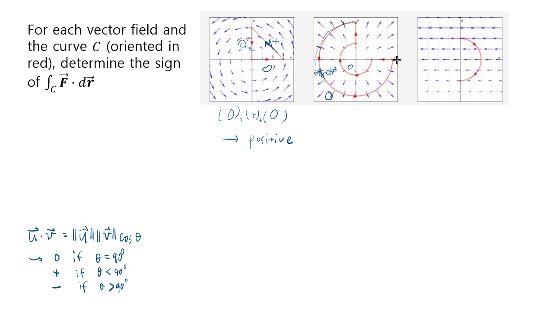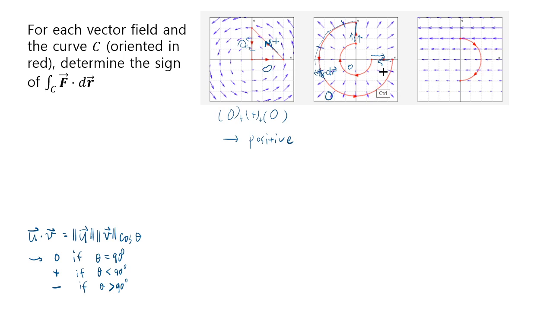The only time that this is not 0 is these two, because on here, as you can see, as it goes up, the vector field is in the same direction as the path you're integrating, whereas on here, as you go this way, the vector field is in the opposite direction, so it'll be positive and negative here. Here the orientation of the path and the vector field is in the same direction, and the orientation of the path and the vector field is in the opposite direction on this side.